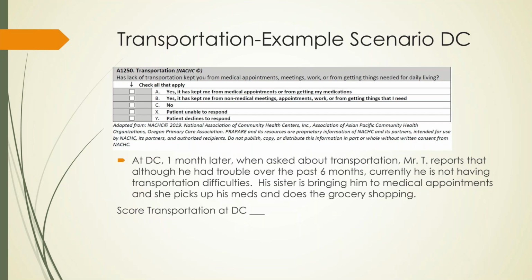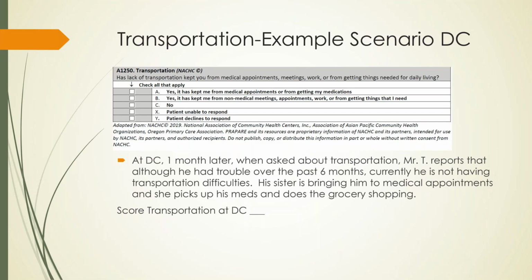C. No, let's say A because there's nothing to say about non-medical stuff. Well, okay, she's picking up the groceries for him, she's not driving to it. Okay, so the point with this scenario is we still have to remember what the time frame is.